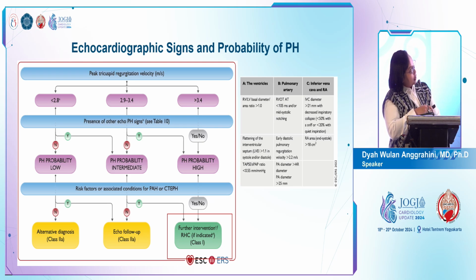We can adjust it with this very nice algorithm by the ESC: if you see a TR velocity of 2.8 or more than 3.4, then we have a probability of pulmonary hypertension. Then you can adjust it with the additional markers on echocardiography. If you see only one additional marker with the TR velocity, then you have low, intermediate, or high probability. If you have high probability, then you should further refer this patient for right heart cath.